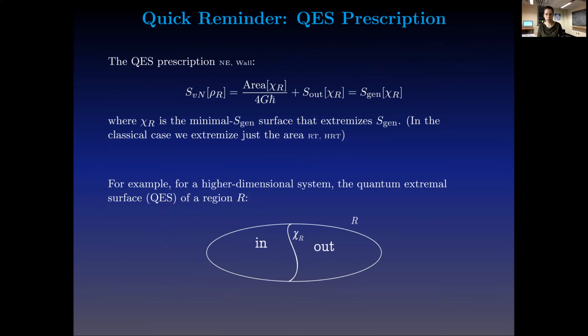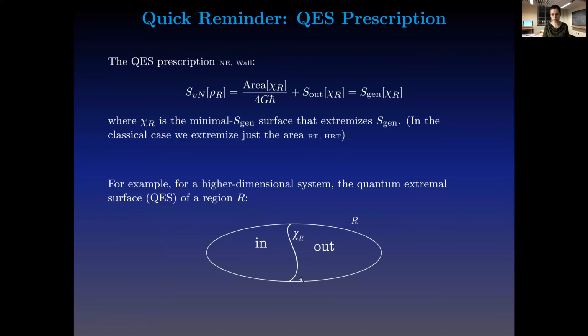Now let me quickly remind you of the quantum extremal surface prescription, since it's very difficult to move on to the developments in replica wormholes without discussing this first. So this is a prescription which is a generalization of the classical formulas by Ryu-Takayanagi and Hubeny-Rangamani-Takayanagi, where you extremize a quantity called the generalized entropy. So you want to compute the von Neumann entropy of a reduced density matrix in the boundary theory, and this is a holographic calculation for that. You take the area over 4Għ plus the von Neumann entropy on one side of a surface χ_R.